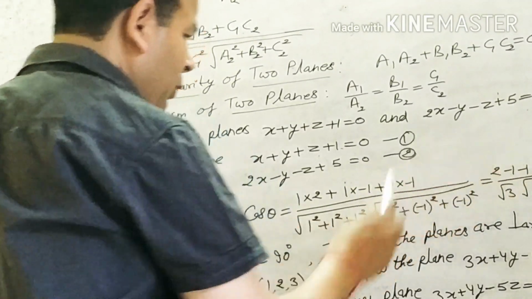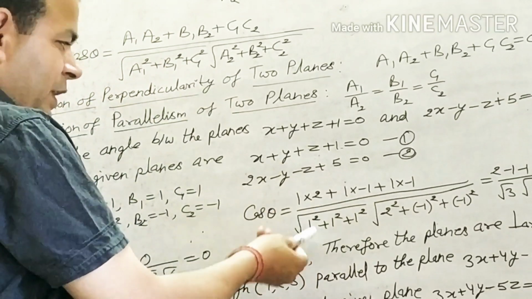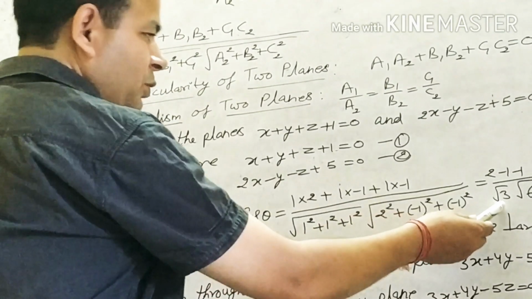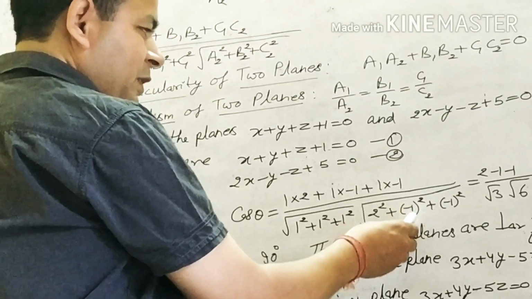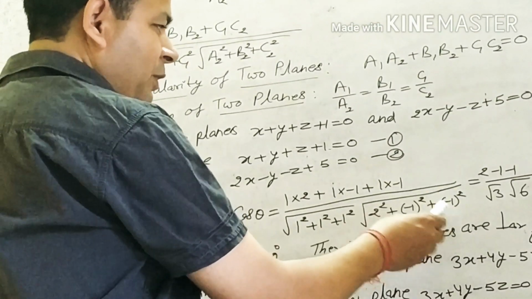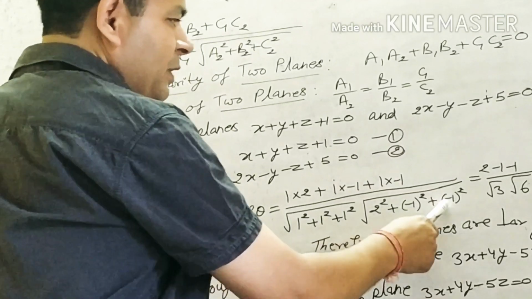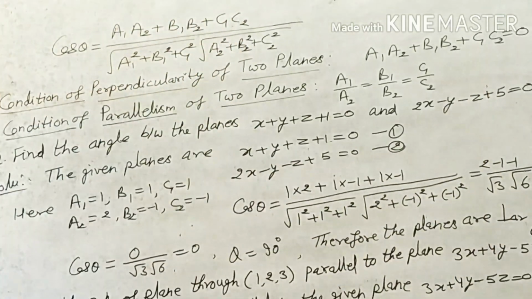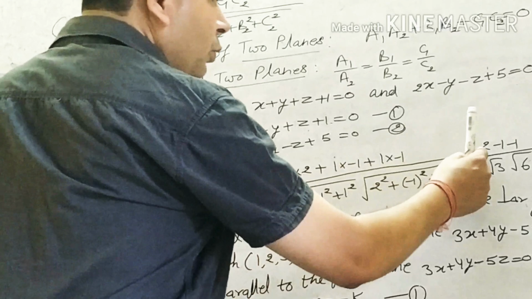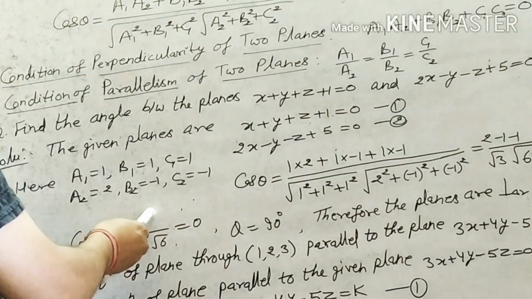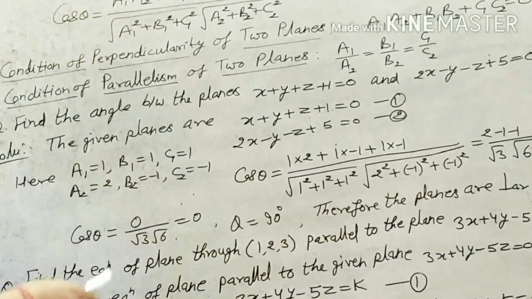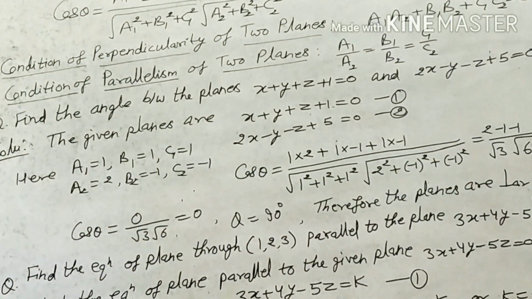Simplify it: 1 into 2 is 2, 1 into minus 1 is minus 1, 1 into minus 1 is minus 1, upon under root 1 square, 1, plus 1 plus 1, it will be root 3. For the other, 2 square is 4, plus minus 1 square is 1, plus minus 1 square is 1, 4 plus 1 is 5, plus 1 is 6, it will be root 6. So cos theta equals 2 minus 1 minus 1, 2 minus 2, which is 0, upon root 3 into root 6 as it is. 0 divided by any number is 0.